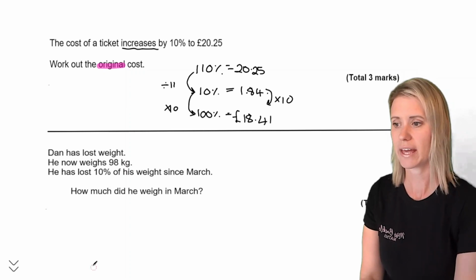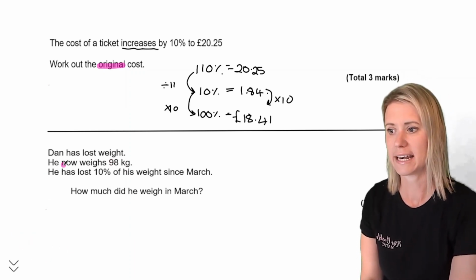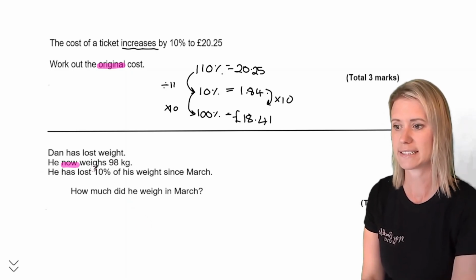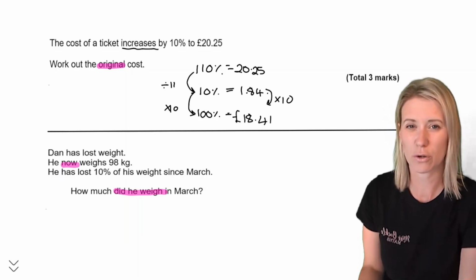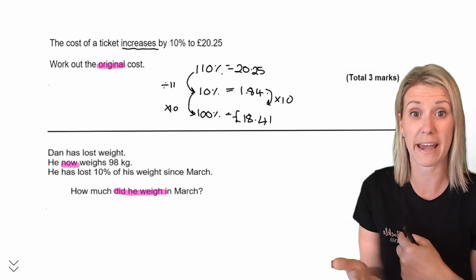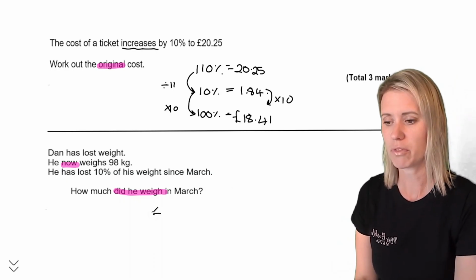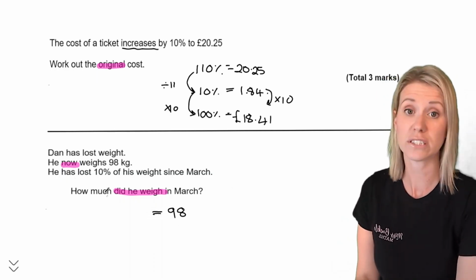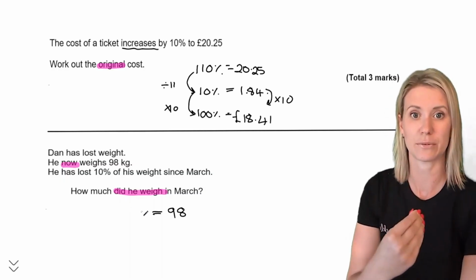On to the next one then. Dan has lost weight, it's gone down. He now weighs 98 kilos. He's lost 10% of his weight since March. How much did he weigh? So once again, the question is leading us backwards, back to an original. He now weighs 98, so something equals 98. What percentage is 98? He has lost 10%. So the original was 100%, he's gone down 10%.